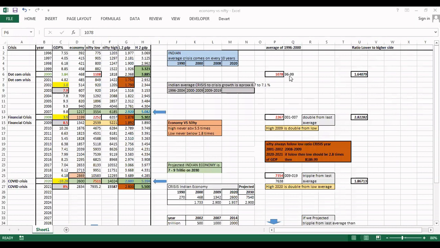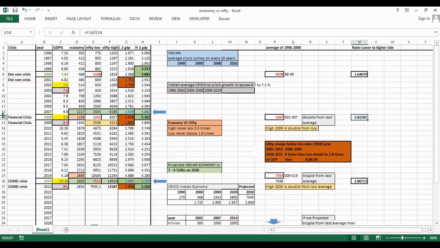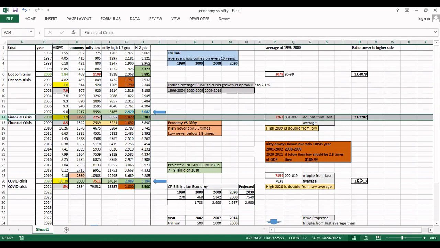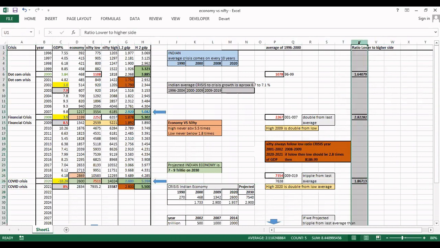Now low to the high average. We know that the average of this before the crisis, the low should be near that crisis. And what about high? High is 1.6 times on the dot-com crisis, 2.8 times on the financial crisis, and 1.8 times on the COVID crisis. So we know this is in a linear progression only. When we take the average, we got 1.78 on the dot-com crisis, 2.67 on the financial crisis, and on COVID it is 7354.